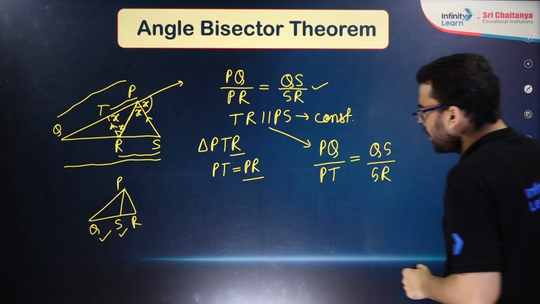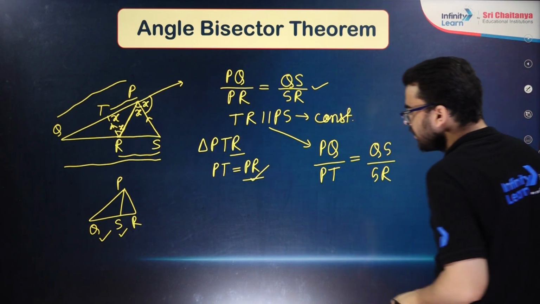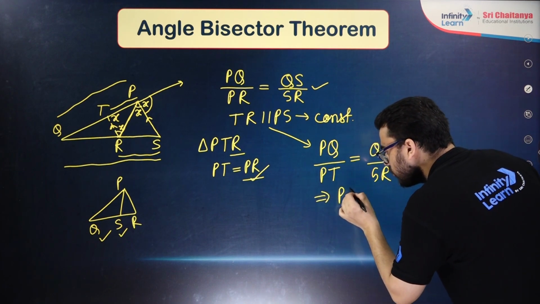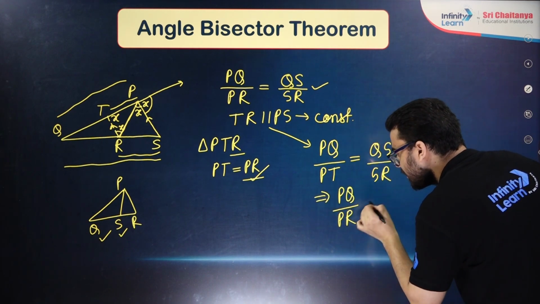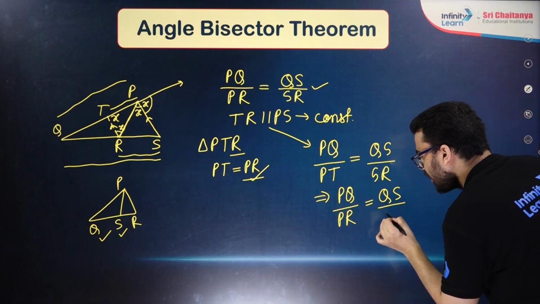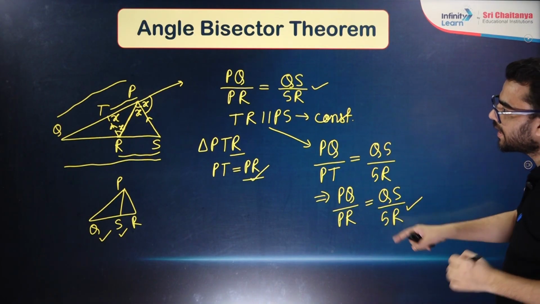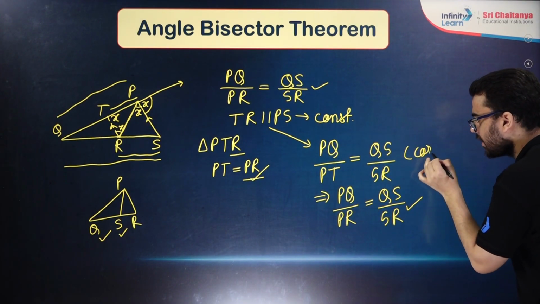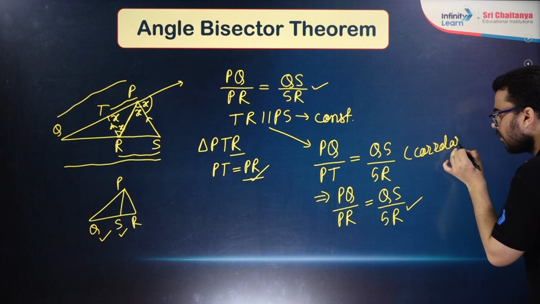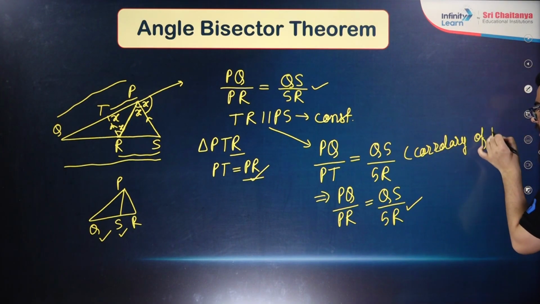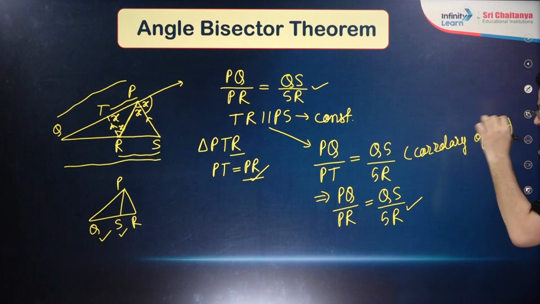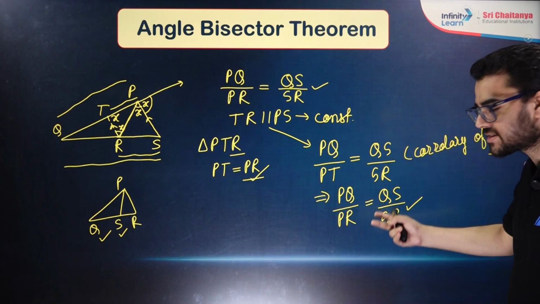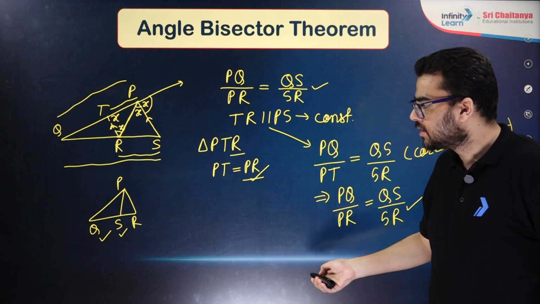Now you see over here, we know that PT is equal to PR. So can I plug in over here PQ upon PR is equal to QS upon SR? Have we proved that, guys? PQ upon PR is equal to QS upon SR. And this is a corollary of BPT. I hope it is clear. So that's how you can prove the external angle bisector theorem as well. Both the internal angle bisector theorem as well as the external angle bisector theorem are applications of BPT.